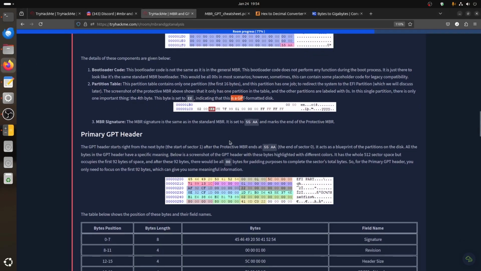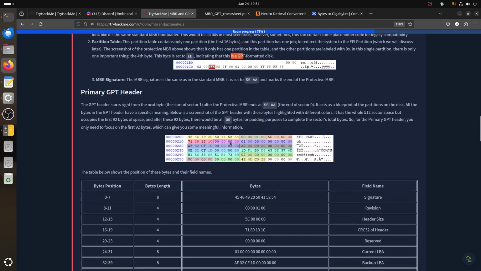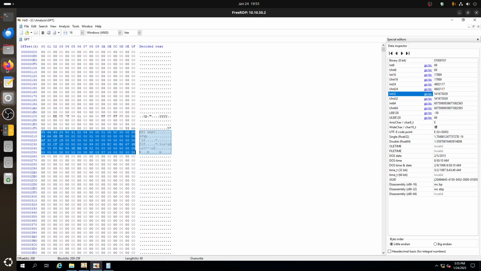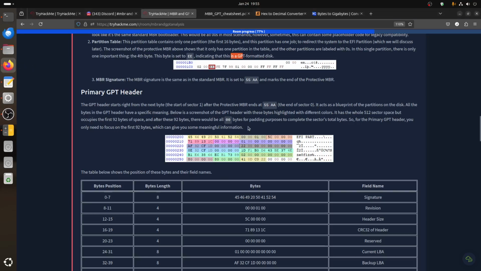Okay, so that's straight. And then we come straight to the most important part. The GPT header starts right after the 55. So now we're starting straight here. For the primary GPT header, you only need to focus on the first 92 bytes, which can give you some meaningful information. 92 by 16, how many of them?